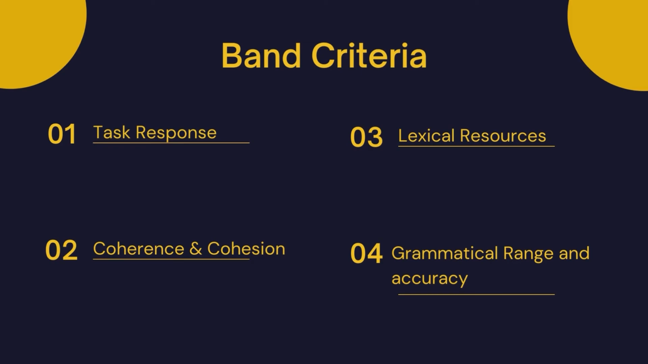And now I'll talk about coherence and cohesion. In this case, you have to organize your ideas logically and use a range of linking words. And in the case of lexical resources, you have to spell words correctly, avoid using informal language, and paraphrase carefully to avoid errors. And lastly, we have to talk about grammatical range and accuracy. We have to use a range of sentence structures, use correct punctuation, and use a comma after connectors.